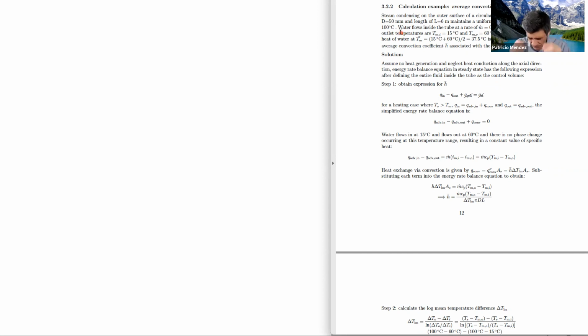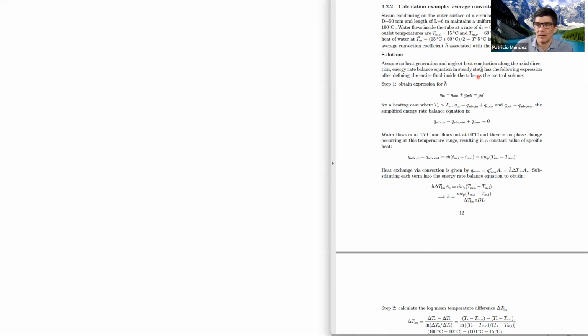So I said something wrong before. I used a condenser as an example of constant heat flux. That's wrong. A condenser is not a constant heat flux system. It's a constant surface temperature system. Sorry about that. I stand corrected. And this example has it properly.